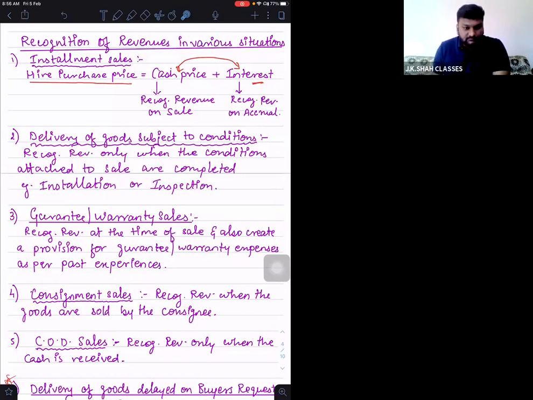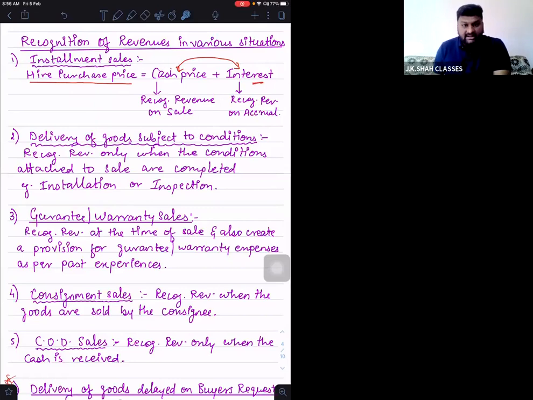Yes, sir. Sir, in the guarantee or warranty sales, I have a small clarification, sir. Yeah, please go on. Is this the companies like, for example, Reliance Digital selling fridges and ACs for guarantee and warranties, sir? It is not given by Reliance, sir. It is given by the company. I can't get it, sir.